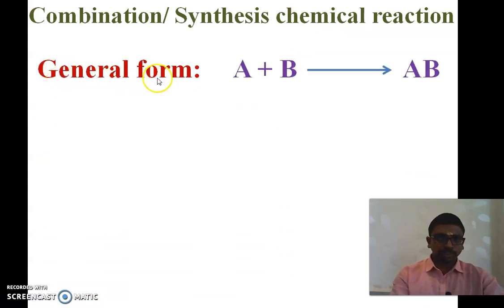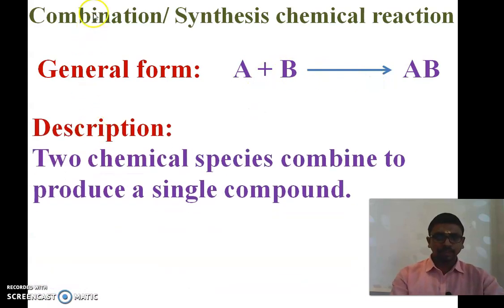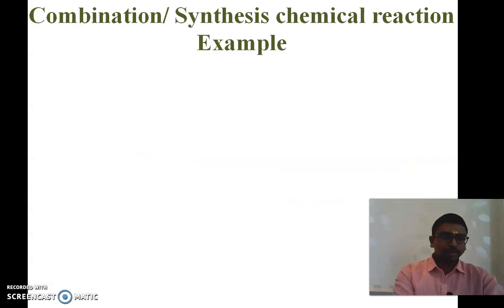This is the general form of a combination reaction. The definition of a combination reaction is: two chemical species combine to produce a new chemical compound. These are the two chemical species A and B. They combine to produce a single component, here AB is a single component. This is the definition for combination reaction. Now let me discuss various examples.